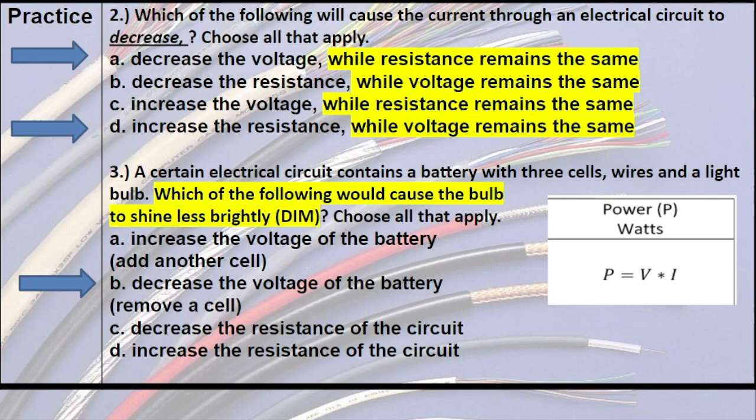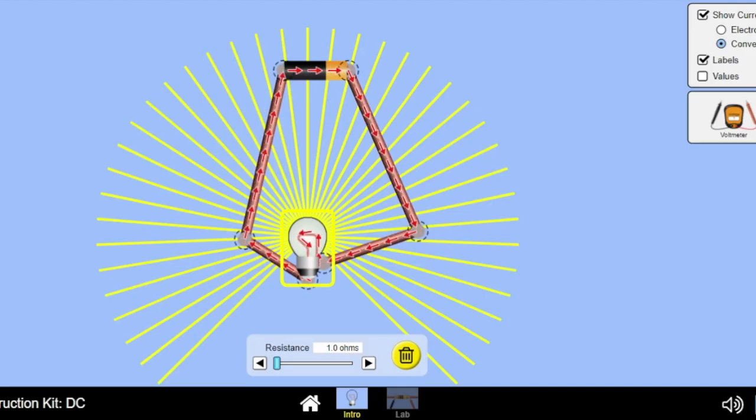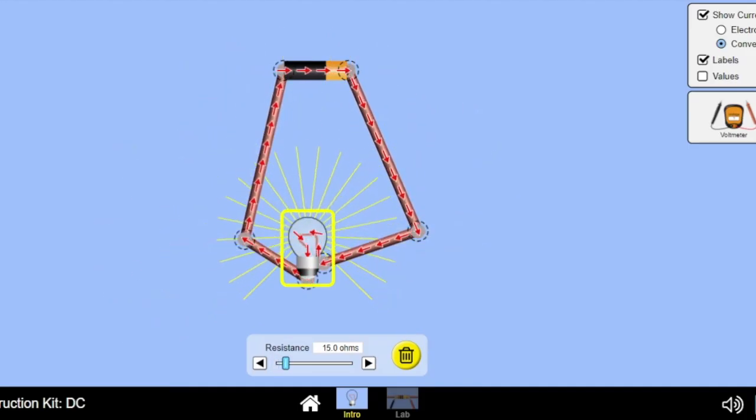But if we increase the resistance for letter D, that's going to end up slowing down that current. And if the current slows down, it's going to be smaller, meaning that power is going to be smaller, which means that our light bulb is going to be dimmer. Notice what happens as I increase the resistance now. My light bulb is getting dimmer and dimmer and dimmer. So therefore, increasing the resistance is going to decrease the brightness of my light bulb.